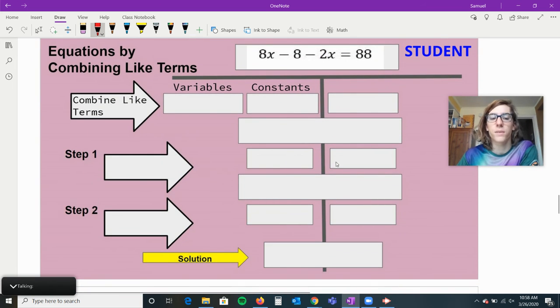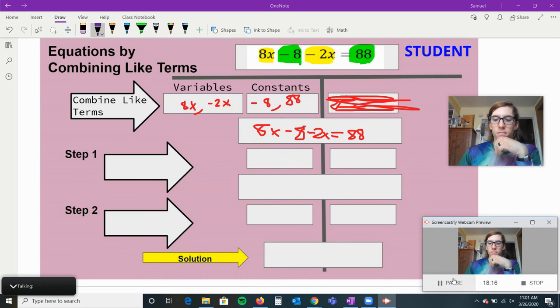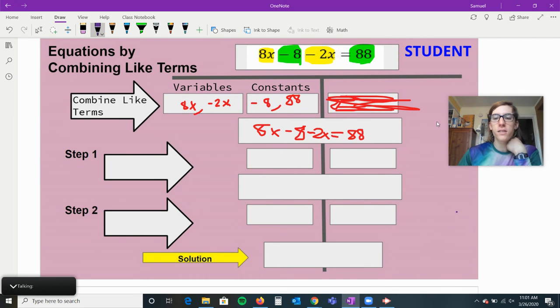So now I want you to take this problem, pause the video again, try it on your own, and then come back and see if you got the right answer. All right, let's see if this is how you set yours up. Noticing that these are the variables, 8x and -2x, and these are the constants, the -8 and the 88. All right, let's see if we got our answer right.